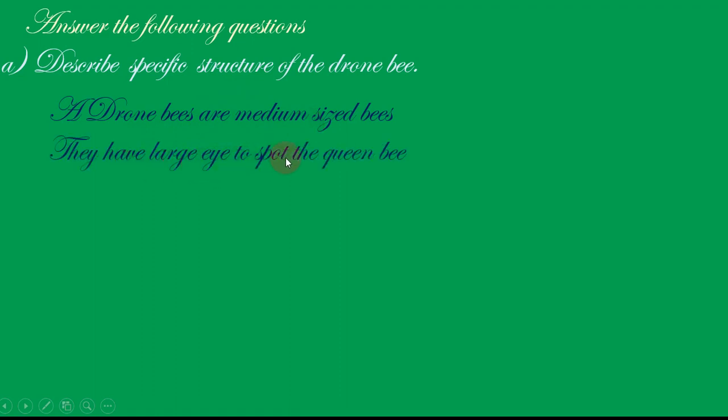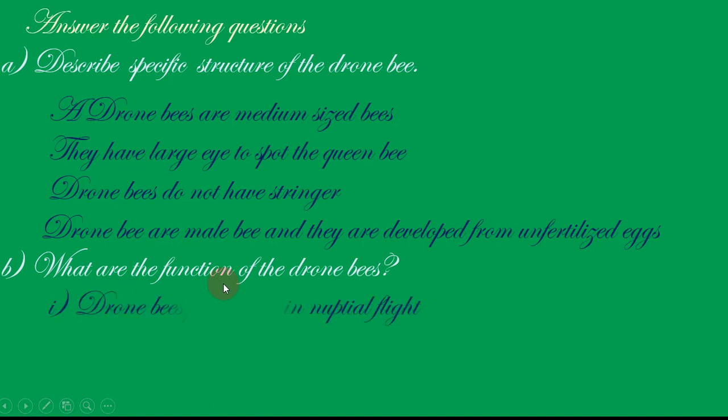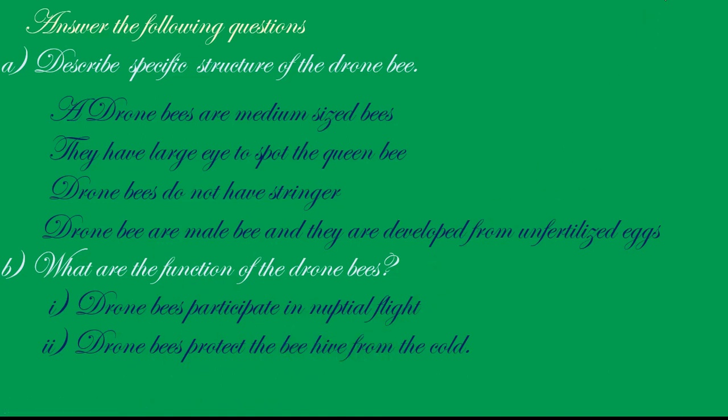Now we have some questions regarding the drone bees. Describe the specific structure of the drone bee. Drone bees are medium-sized bees and they have large eyes to spot the queen, and drone bees do not have a stinger. Drone bees are male bees and they are developed from unfertilized eggs. And what are the functions of the drone bees? Drone bees participate in nuptial flight, and drone bees protect the beehive from cold.